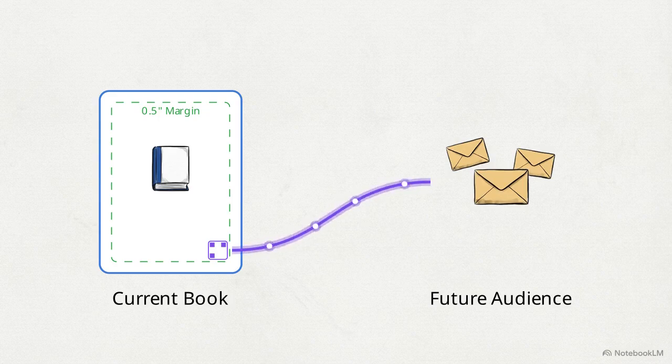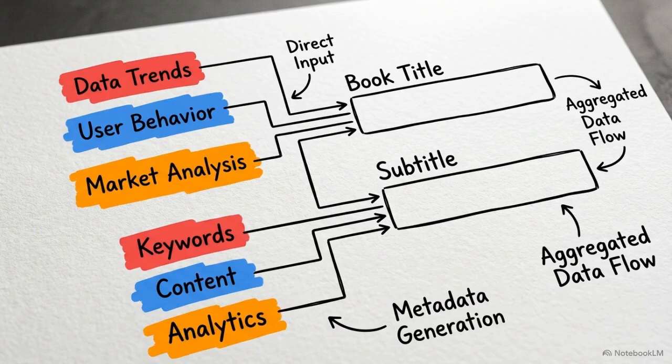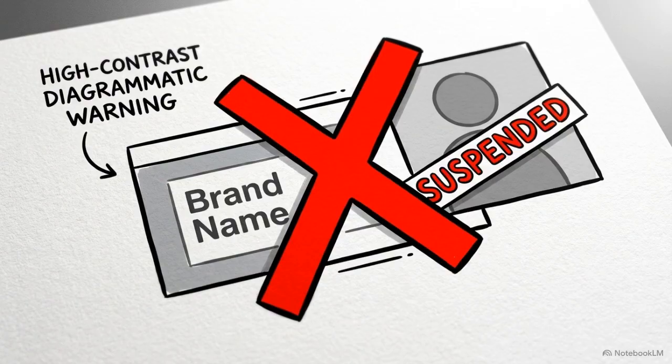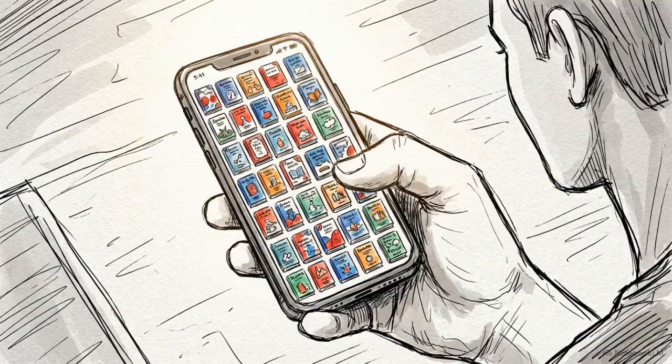For your metadata, run your competitor research through Notebook LM to extract the highest performing search terms. Weave those keywords naturally into your title and subtitle. Ensure you omit any trademarked terms or names from major entertainment franchises. Unauthorized use of intellectual property triggers immediate account suspension by KDP. Most buyers shop on mobile devices, scrolling rapidly.